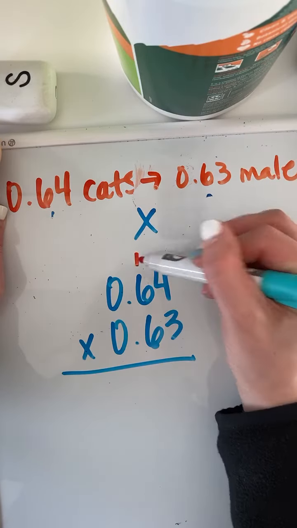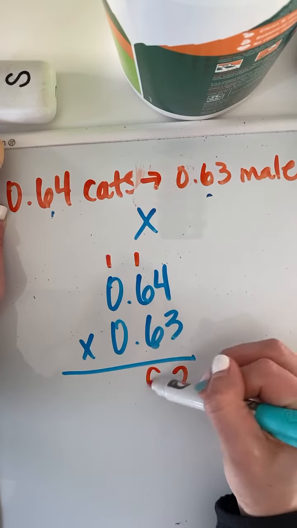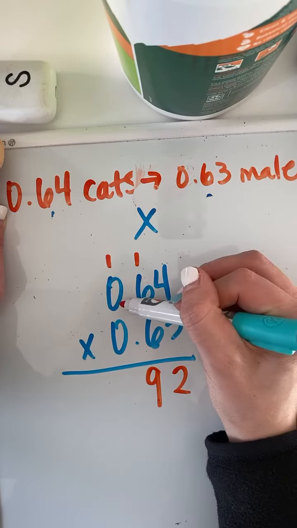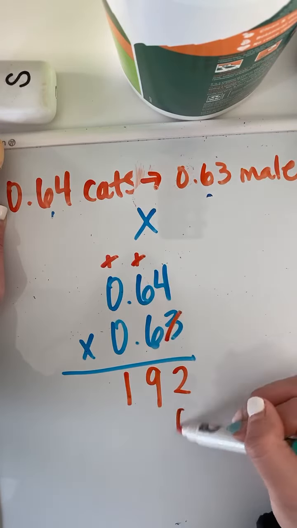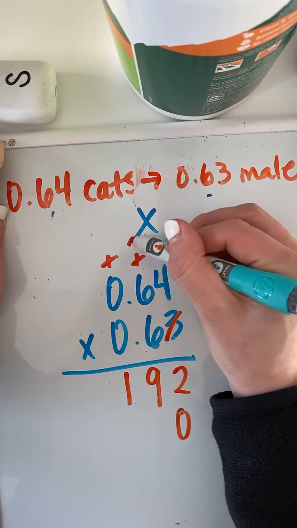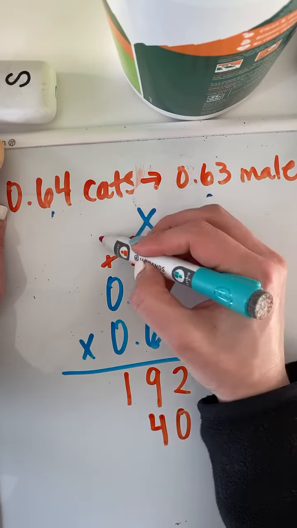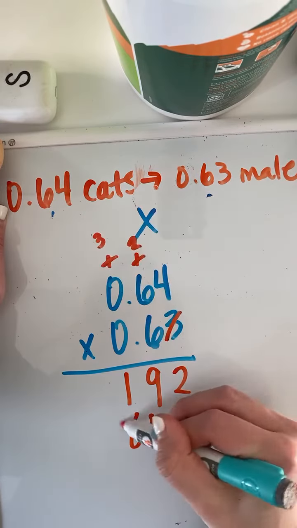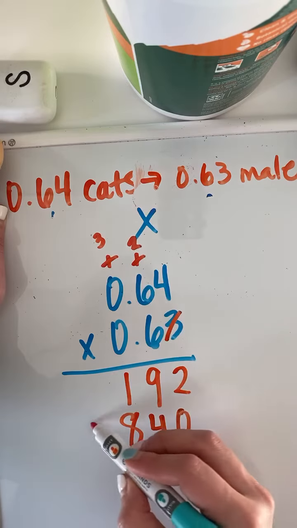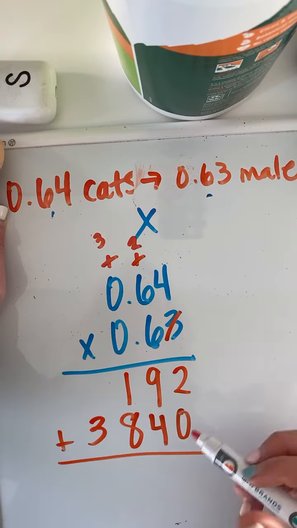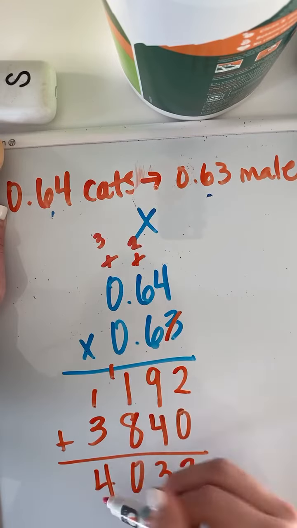4 times 3 is 12. 6 times 3 is 18, plus 1 is 19. 3 times 0 is 0, plus 1, 1. Drop a 0. 6 times 4 is 24. 6 times 6 is 36, plus 2 is 38. 6 times 0 is 0 plus 3. And now we'll add. We have a 2, we have a 3, we have a 10, we have a 4.